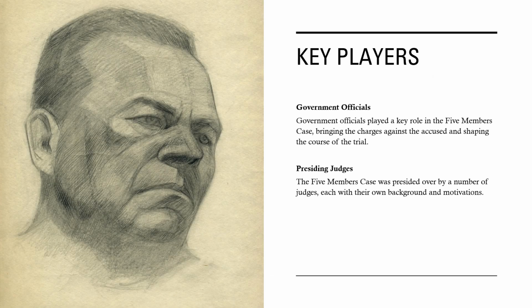Key players. Government officials. Government officials played a key role in the Five Members Case, bringing the charges against the accused and shaping the course of the trial. Presiding judges. The Five Members Case was presided over by a number of judges, each with their own background and motivations.